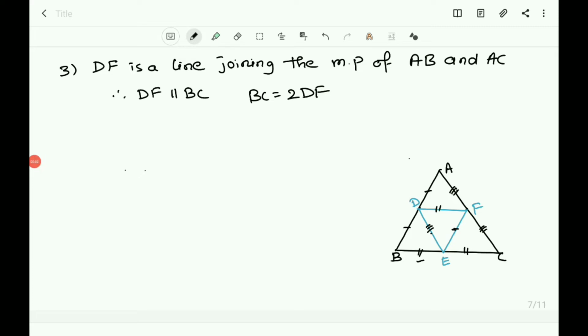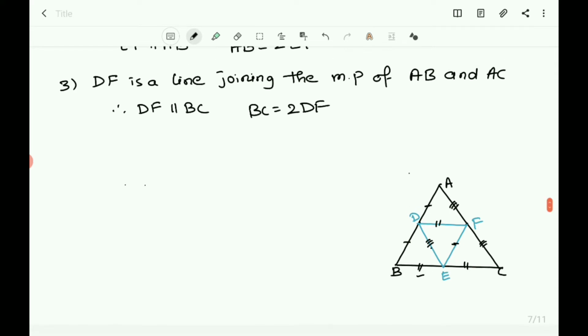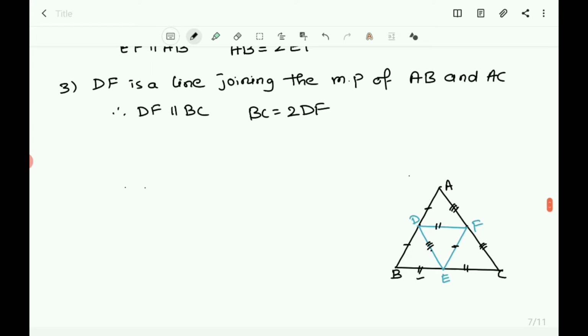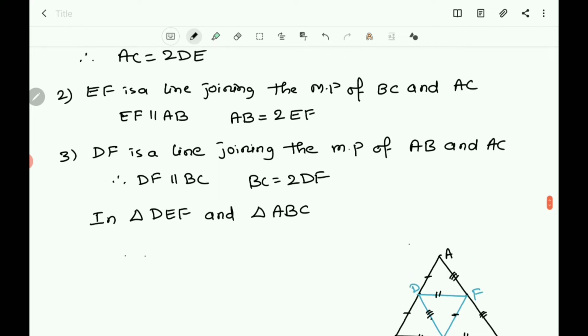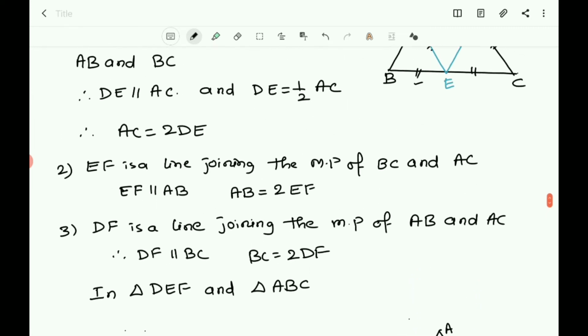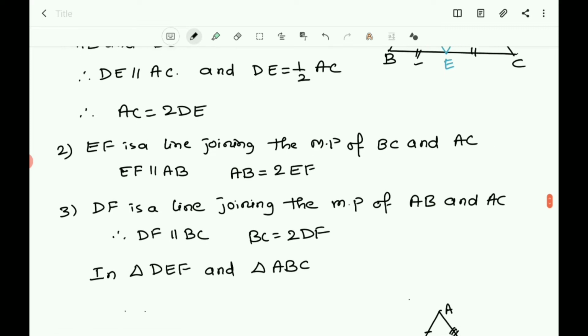Here first we have to prove that triangle DEF and triangle ABC are similar, by using any one of the similarity criteria. So you write the names of the triangles, DEF and ABC. In triangle DEF and triangle ABC, you have proved that BC is equal to 2DF, AB is equal to 2EF and AC is equal to 2DE.